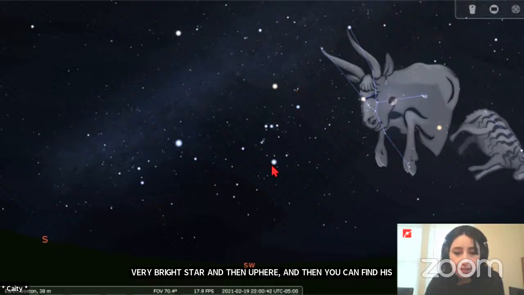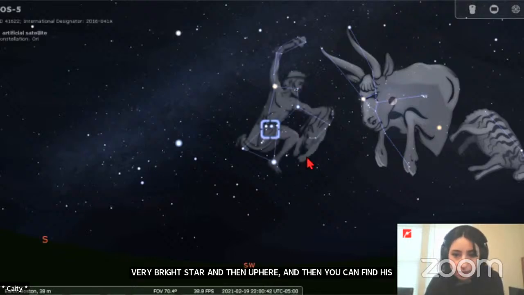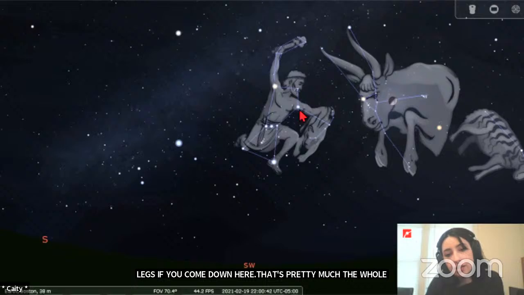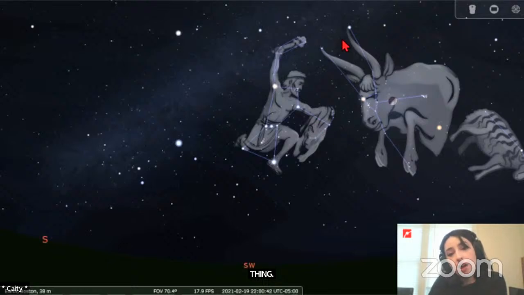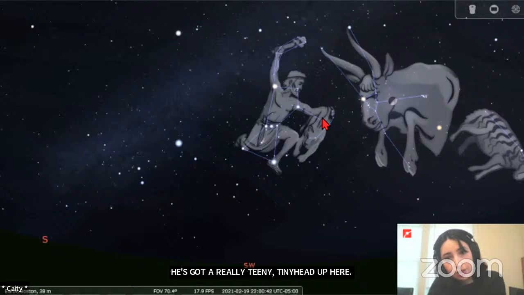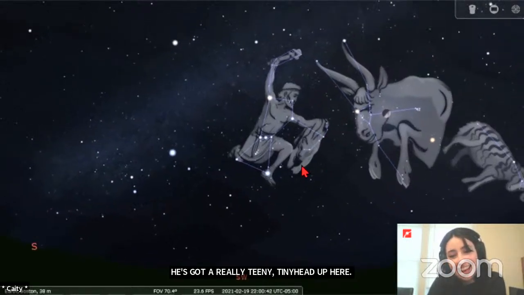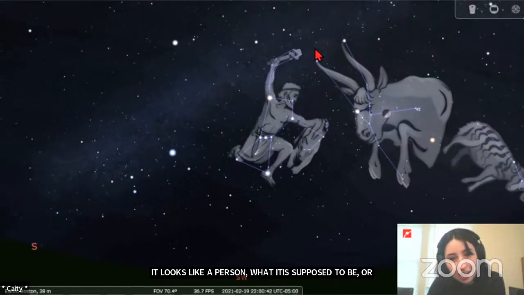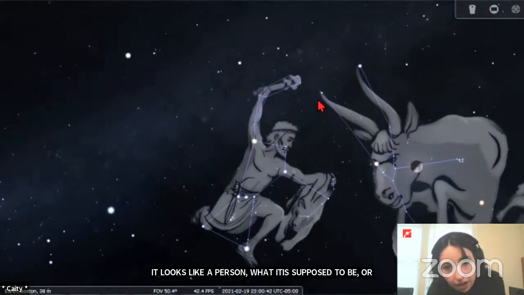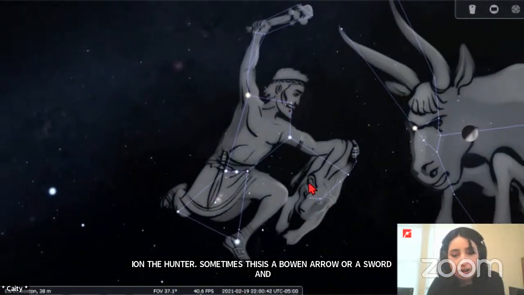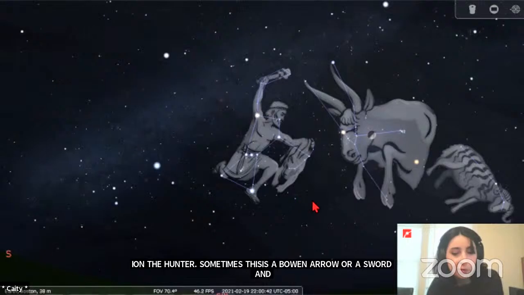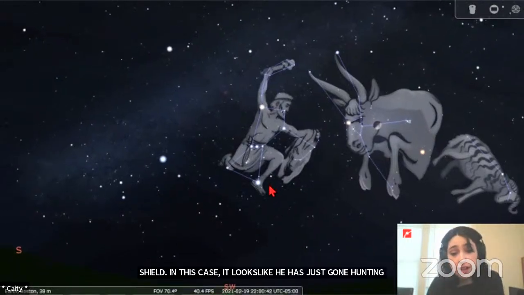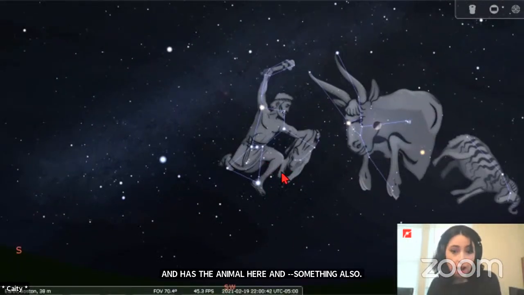So this constellation actually kind of looks like what it's supposed to be, which is a person or a hunter, Orion the Hunter. And depending on the artwork that you see, sometimes this is a bow and arrow or a sword and a shield. In this case, it looks like he had just gone hunting and has the animal here and something else up here. All of the different artworks are a little bit different, which is kind of cool. Orion's one of my favorite constellations because there are so many interesting objects in it.